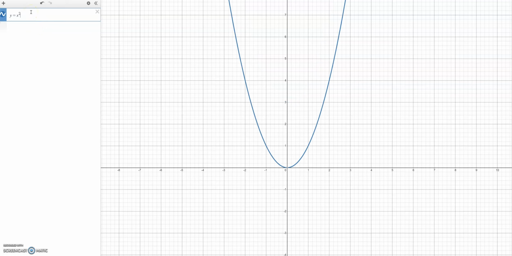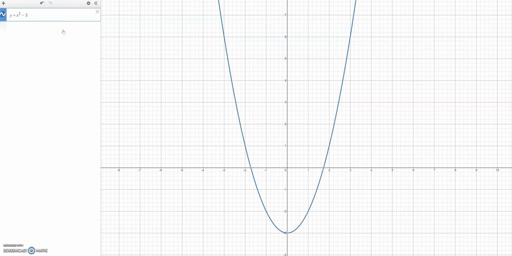So what if I want to move it down? Right, so here's my parent function again. Well, very simple. I just subtract 3. And now I moved it down. So I said that any function can do that, right?